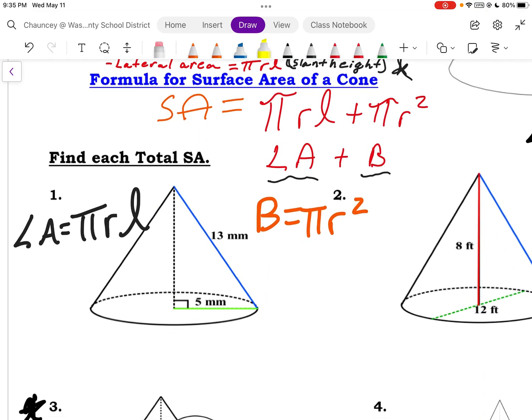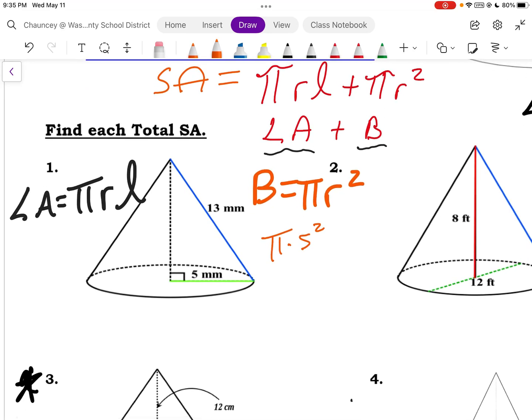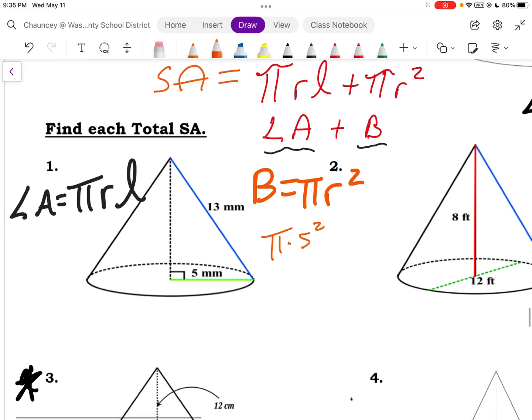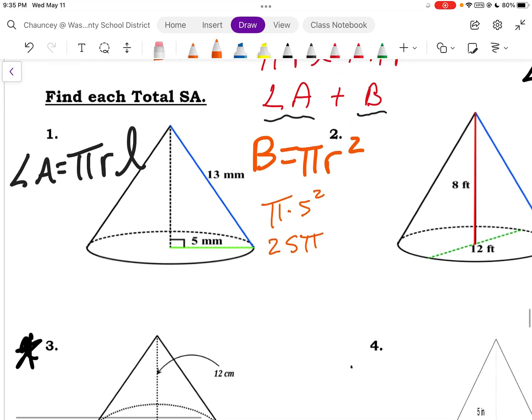So let's find our base. Our pi r squared for this first problem is going to be pi times our radius, which is 5, and we're going to square that. So 5 squared is 25. If you get 25 pi and you plug that in, you should end up with 78.54, rounded. And we'll say, okay, that's our base.